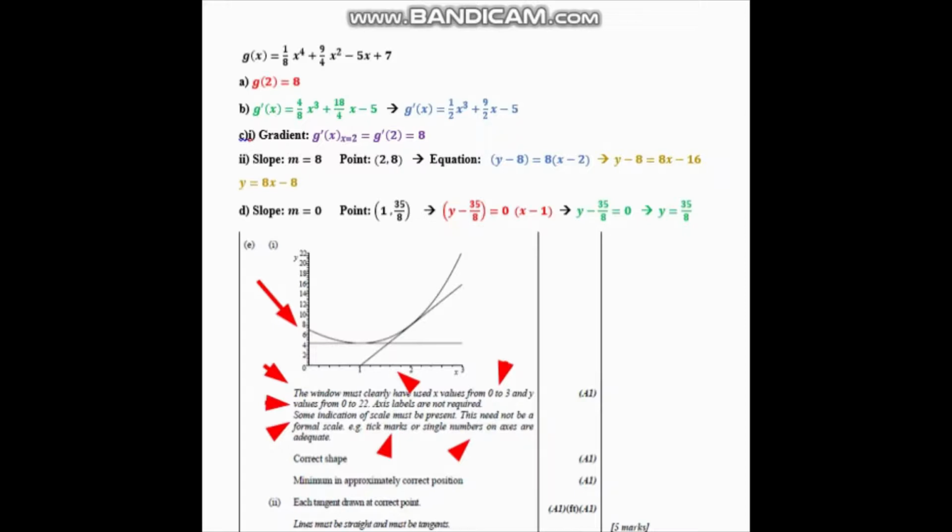And you need the correct shape, of course, as per the GDC, and you need the minimum to be in approximately the correct position. So this concludes our question. Take another look at the answer. I hope you have found this useful.